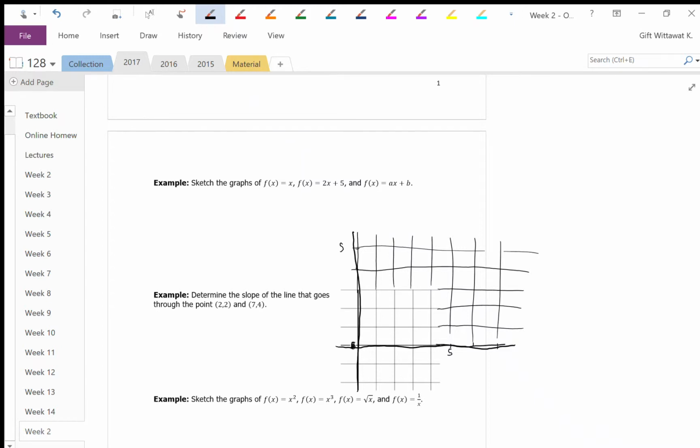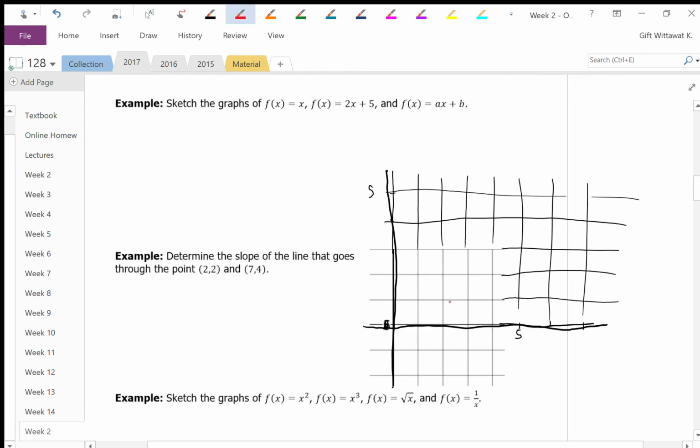So let me continue with the example that I skipped a while ago. Somehow my graph doesn't come out right on my on-screen thing, so let me just draw it myself here. I'd like to find the slope of the line that goes through the point (2, 2). So this is my x-axis, this is my y-axis. (2, 2) would be this point, and (7, 4) would be this point.